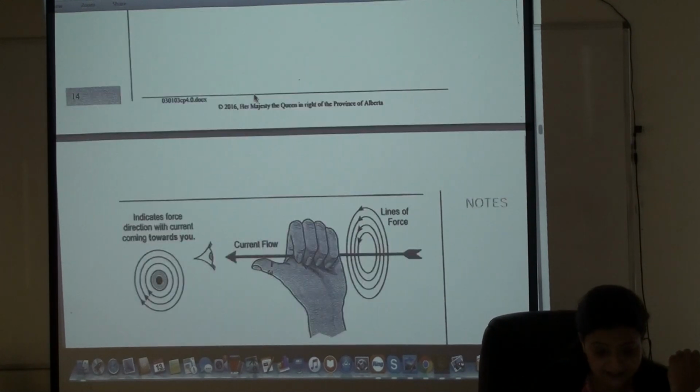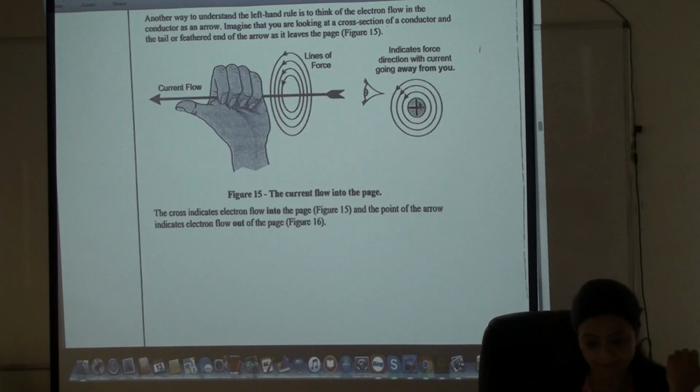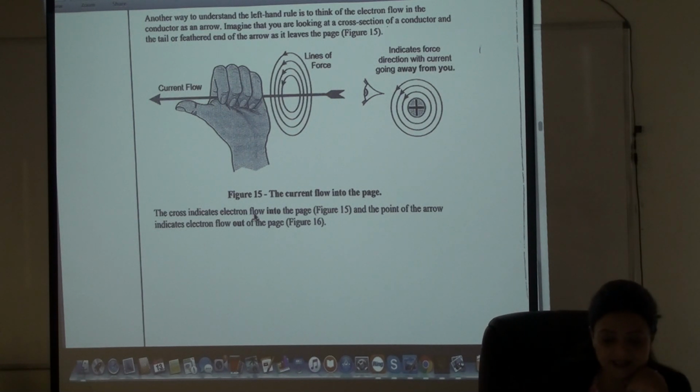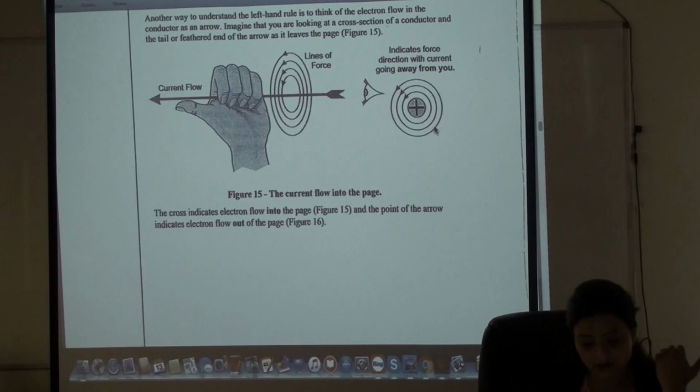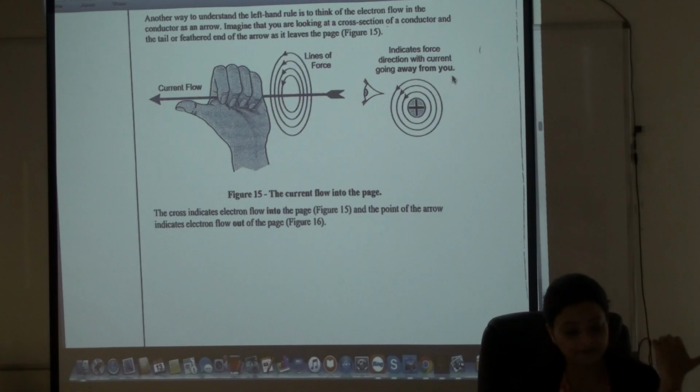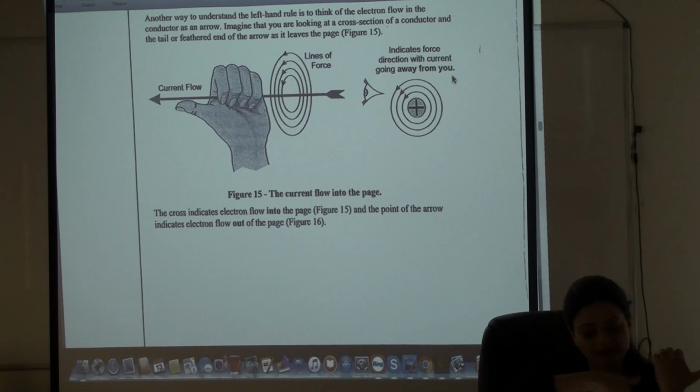The important part is, guys, this representation. Because in the exam, he'll say out of the 4 ABCD diagrams given, which one represents the right direction for left-hand rule. So the clockwise, as you guys can see, this is in the counterclockwise direction. He says it indicates force direction with current going away from you, okay? And the direction of the lines are counterclockwise.